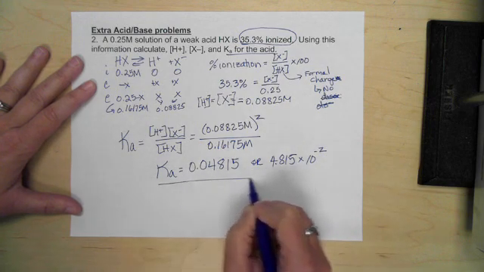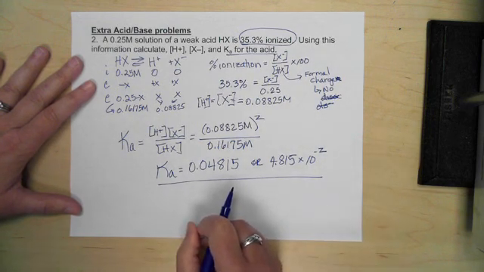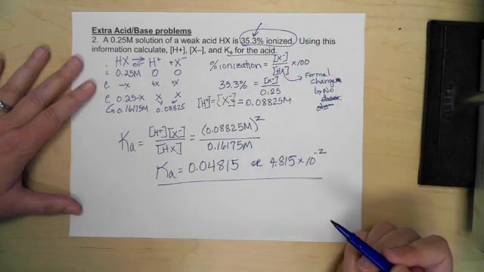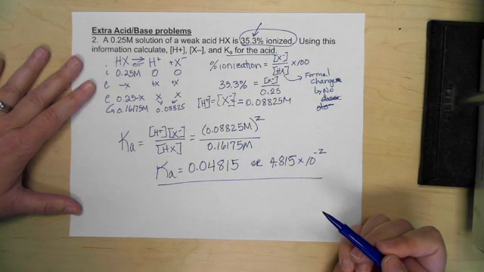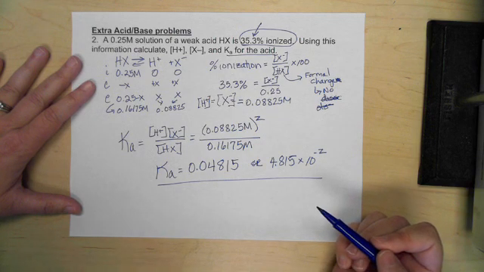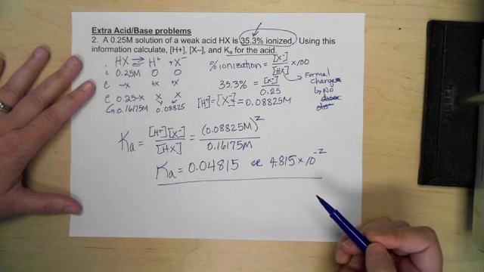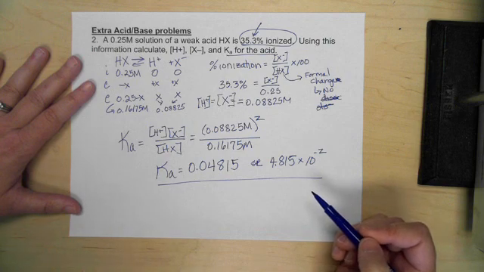So this is actually a relatively strong weak acid. And we know that by looking at the percent ionization. The higher the percent ionization, the stronger the acid. Even though it's weak, remember the difference between strong acids is they dissociate completely, whereas strong weak acids still have an equilibrium, but they dissociate more.